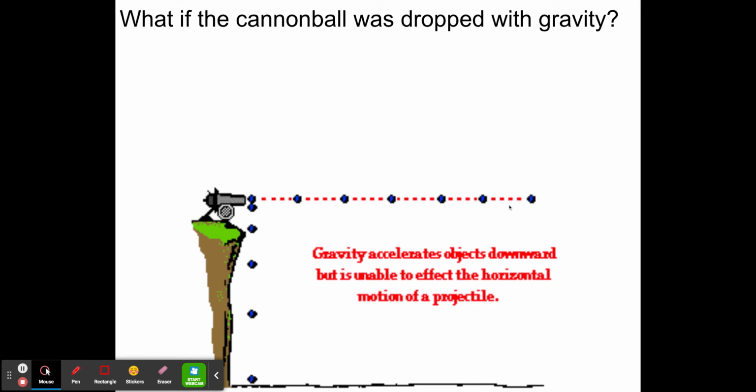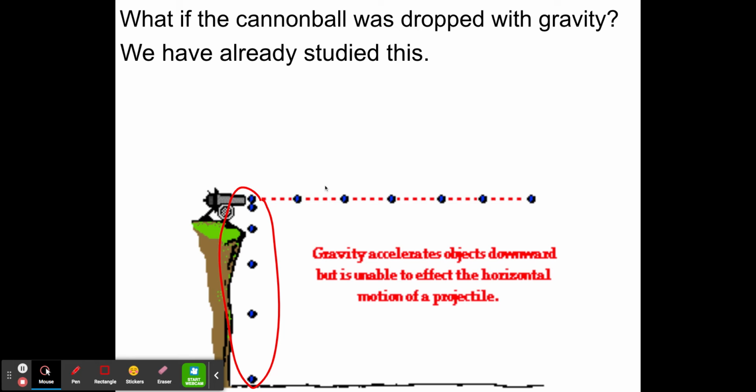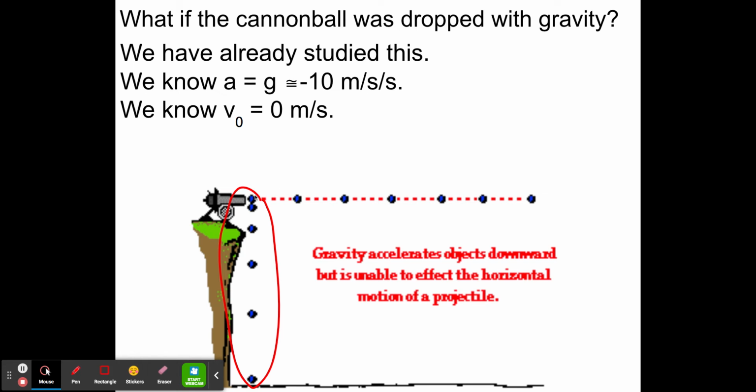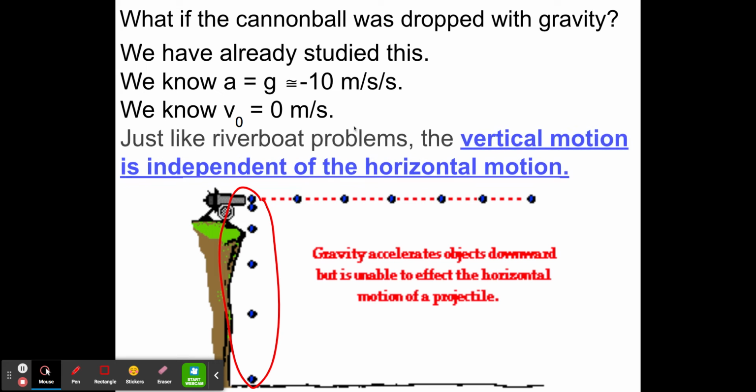What about if we just straight up drop a cannonball with gravity? Let's focus on this motion right here. Well, we've already studied this. We've already talked about free fall. So we know that the acceleration due to gravity is approximately negative 10 meters per second per second. We know if we just drop it that our initial velocity is 0 meters per second.